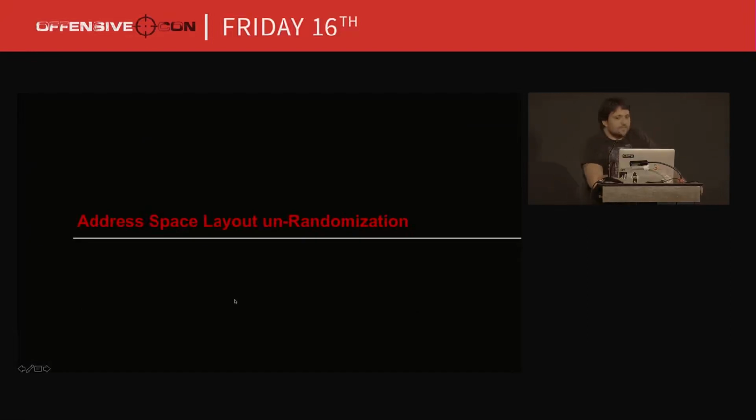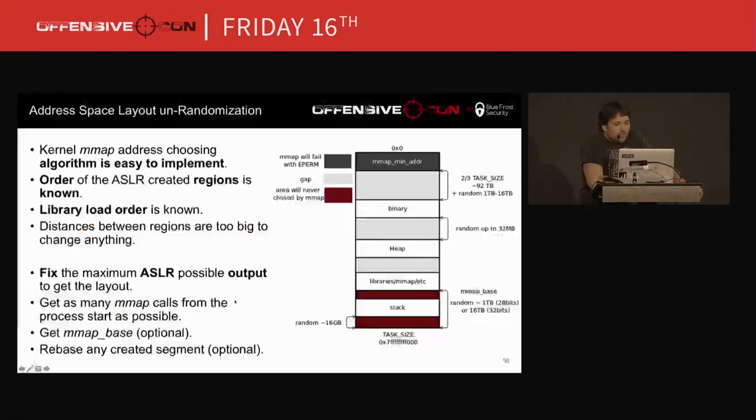So next is address space layout unrandomization. As we already said, it is easy to build the same order of libraries. It is easy to repeat the algorithm of how the Linux kernel chooses the address. So I did the same. I just implemented a small Python script which chooses the max suitable size and parses loaded libraries and does the same layout before we go to main.